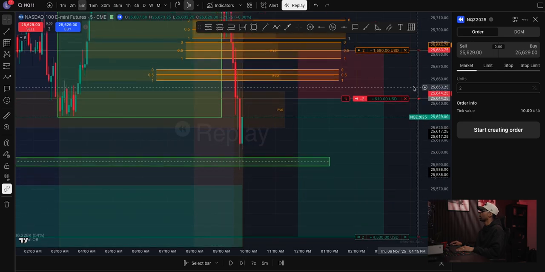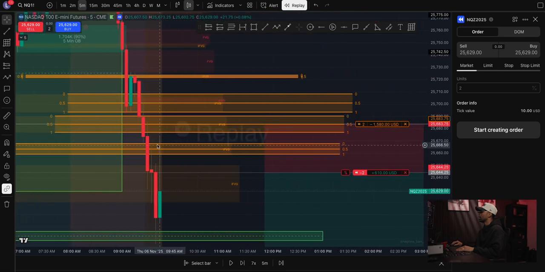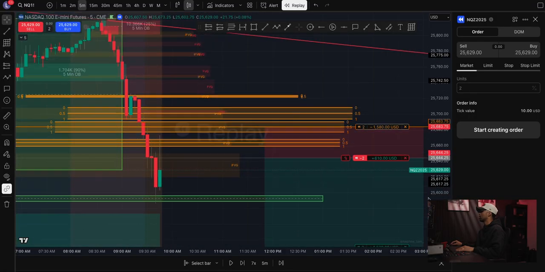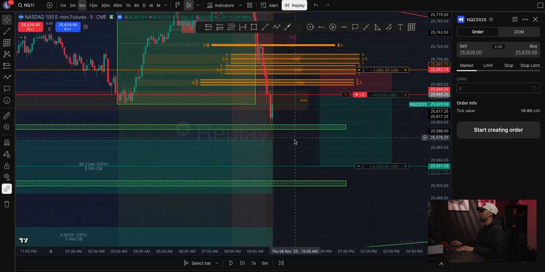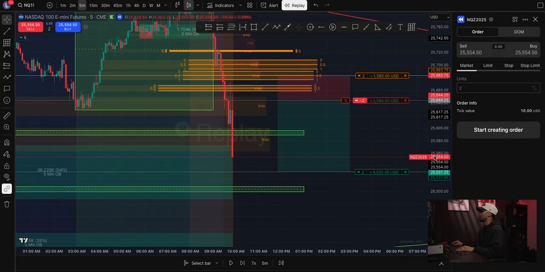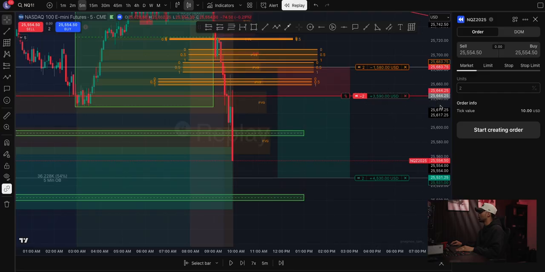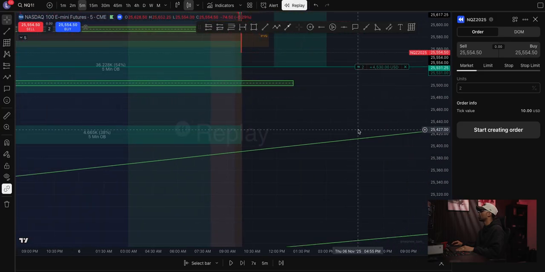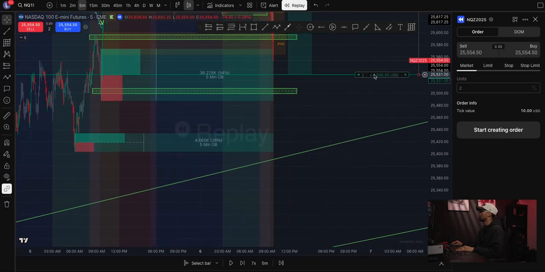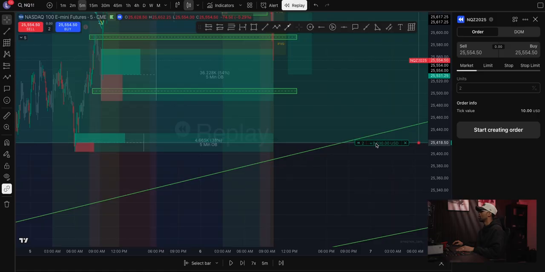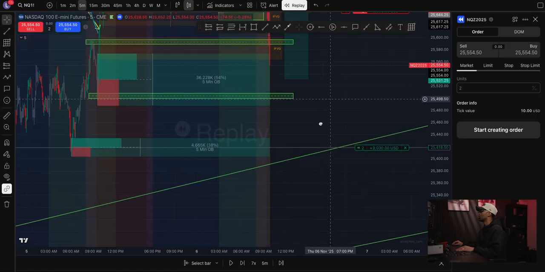All right, so the market came back up. Again, it wicked back into this inverse. It did not close above this inverse here. And now let's see where the market takes us. All right, back down she goes. So we are up $3,500 on this play. So now at this point, I'm going to move my take profit down to the next level, which will be down to the middle of this order block.